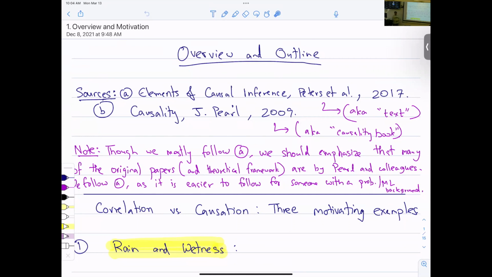In terms of presentation style, much of the material I'm going to talk about is borrowed from the Elements of Causal Inference, the first book. But I want to emphasize that most of the original papers and the material can be attributed to Pearl and his colleagues, at least the things which I'm going to talk about. I am just using book A because it's easier. If you are coming from a probability or machine learning background, the language is somewhat easier, at least for me to follow. So I'm using A, though really B should be the quote-unquote primary source. Okay. All right. So these are the caveats. And with that, let's get going.